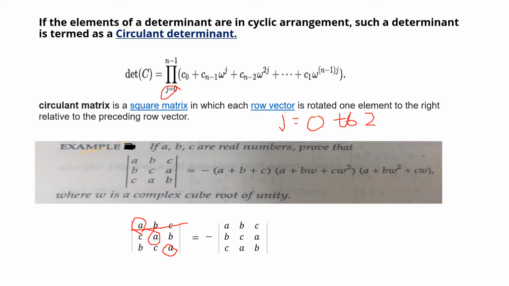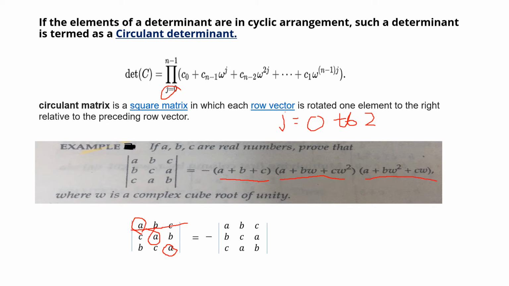So for the first bracket, you have to take j as 0, so you will get only the coefficients. For the second bracket, you will write j as 1, so it will become a plus b omega plus c omega square. Then for the next one, you put j equal to 2.